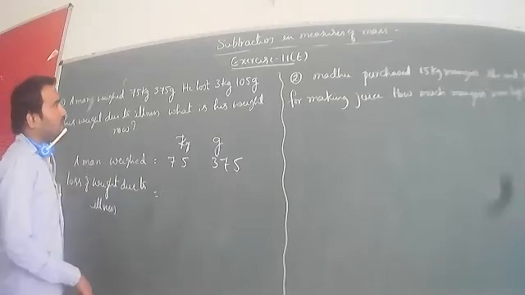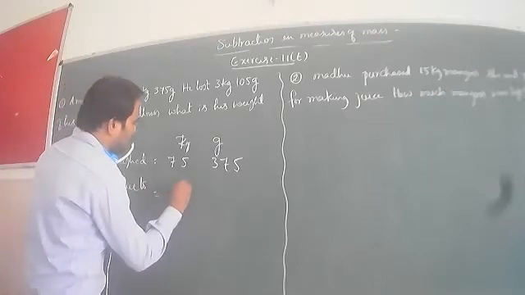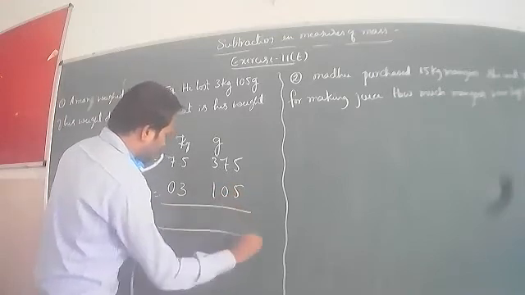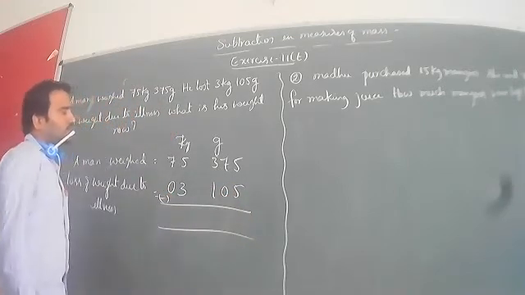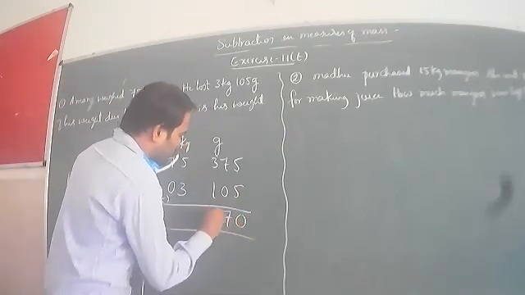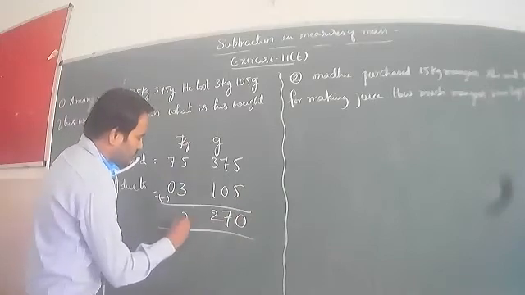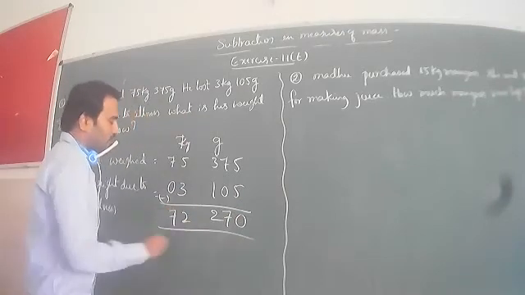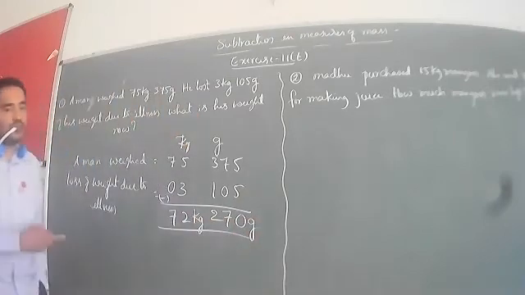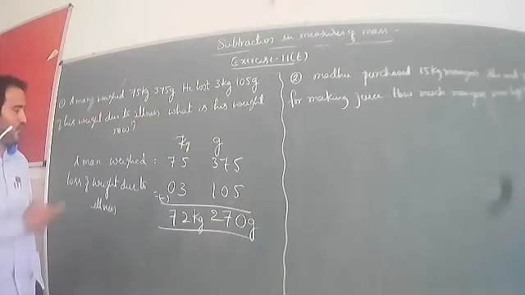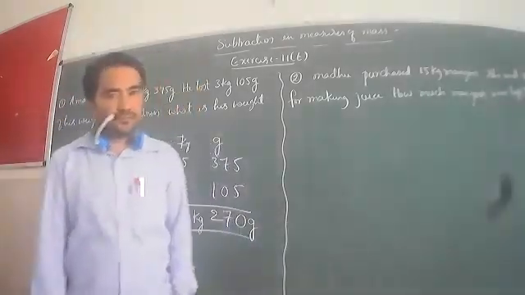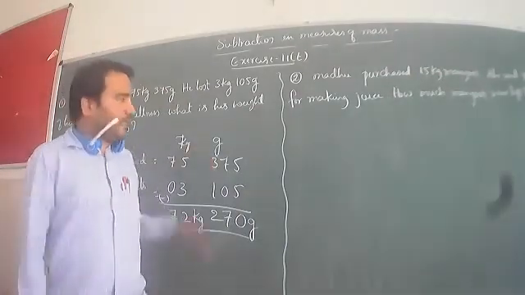Okay, so look at this. 3 kg, 105 grams of weight has been lost. So how much is the weight now? 5 less 5 is 0, 7 less 3 is 4, 5 less 1 is 4... the answer is 72 kg, 270 gram. Now the weight of the man is 72 kg, 270 gram. So this is the subtraction. Like this, we can do it.